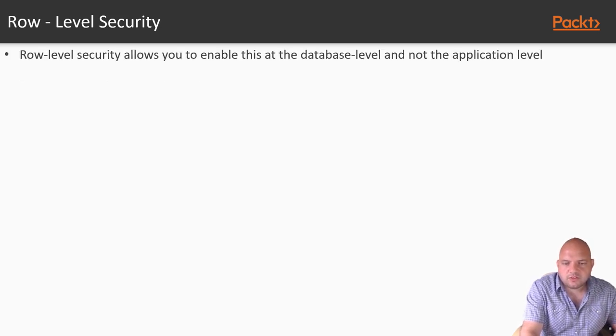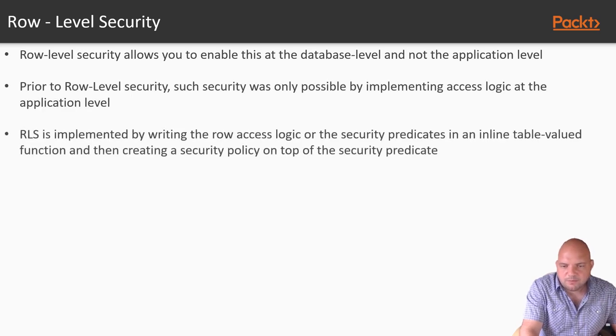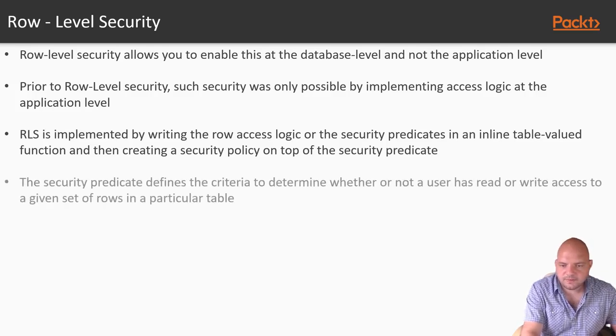Row-level security allows you to enforce this at the database level and not the application level. Prior to row-level security, such security was only possible by implementing access logic at the application level. Row-level security is implemented by writing the row access logic, or the security predicate, in an inline table-valued function and then creating a security policy on top of the security predicate. The security predicate defines the criteria to determine whether or not a user has read or write access to a given set of rows in a particular table.